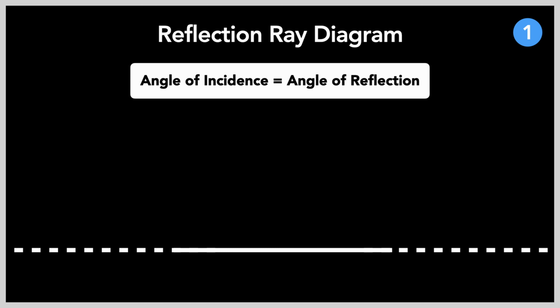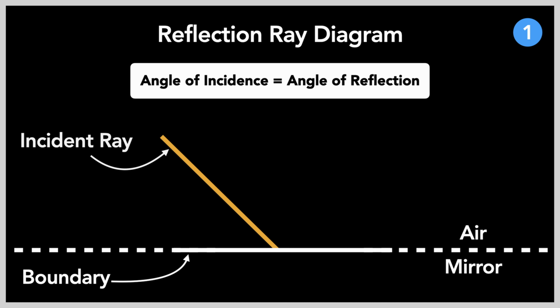To plot a ray diagram, we usually start off with a boundary line. This separates the two materials involved in the setup, in this case, air on top of the boundary and a mirror below the boundary. As you can see, the boundary acts as the reflective surface of the mirror. Then, we can draw the incoming or incident ray. An arrow should be drawn to represent the direction of the ray, pointing towards the boundary.